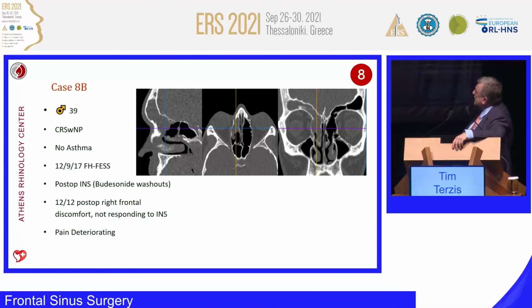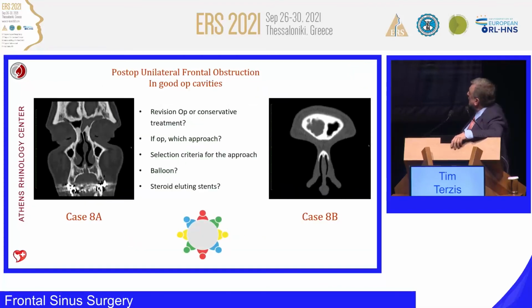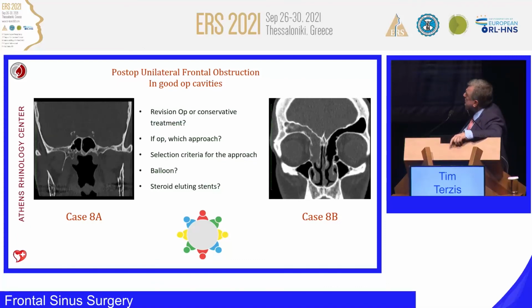This is a man, 39, a similar case, an operation. You can see that it was radical enough in my experience. And we did postoperative budesonide washouts, as we do in most polyp patients, and he came back 1 year after the operation with an obstructed right sinus. So these are the cases. How would you treat these patients?